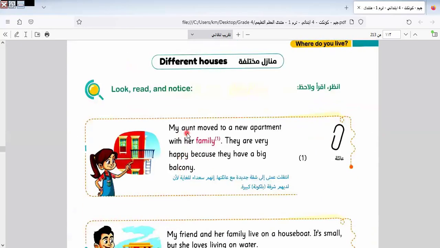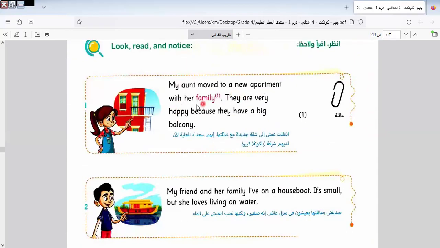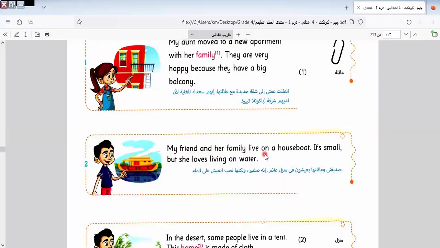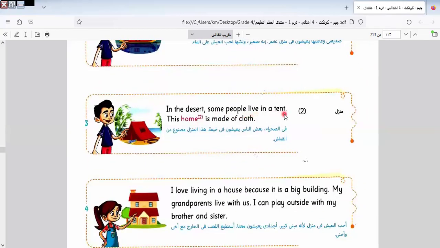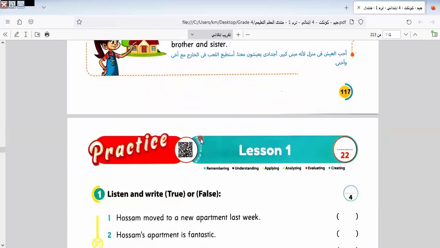Okay. This is another dialogue. My aunt moved to a new apartment with her family. They are very happy because they have a big balcony. My friend and her family live in a houseboat. It's small, but she loves living on water. In the desert, some people live in a tent. This home is made of cloth. I love living in a house because it's a big building. My grandparents live with us. I can play outside with my brother and sister.